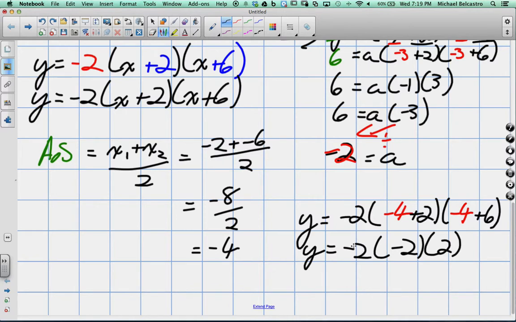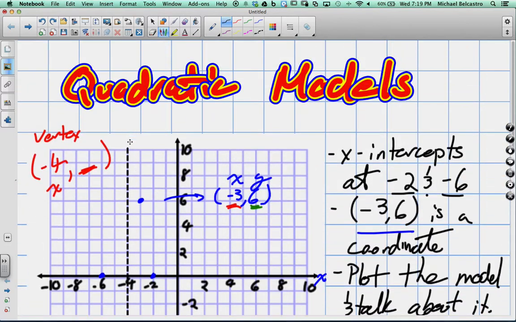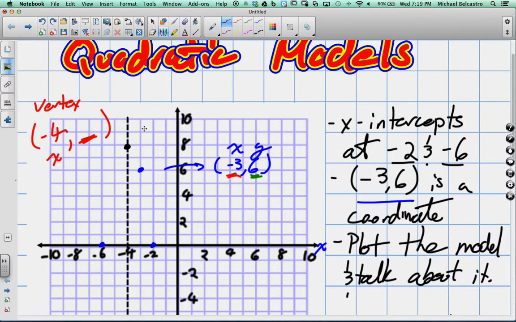So from there, I have -2 times -2 times +2. I'm going to go through this quickly. Negative times negative is positive, which means we now have a positive times positive, which is a positive. 2 times 2 is 4. 4 times 2 is 8. So y equals 8. So our top value is at 8. That's the y value of the vertex.